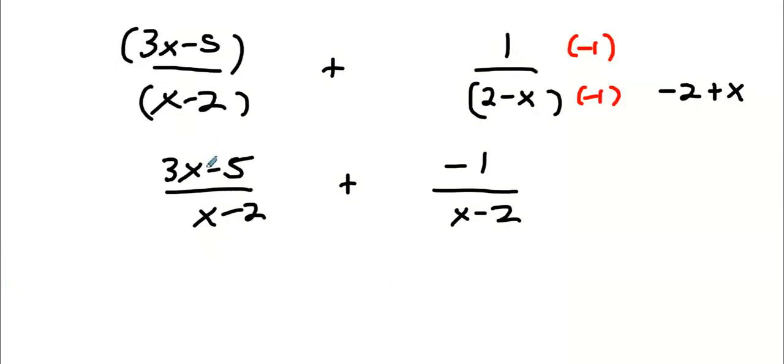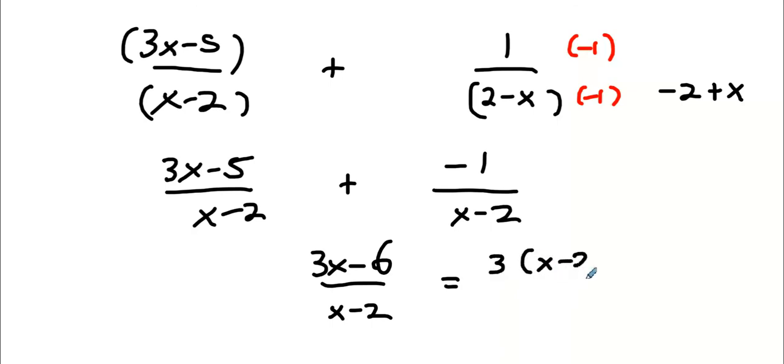And then what do we have then? 3x minus 6 over x minus 2. And what can I do to the top, Liam? 3 into. And what's x minus 2 divided by x minus 2? And the answer is 3.